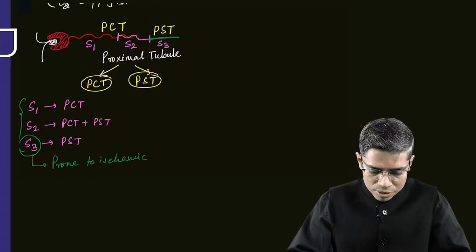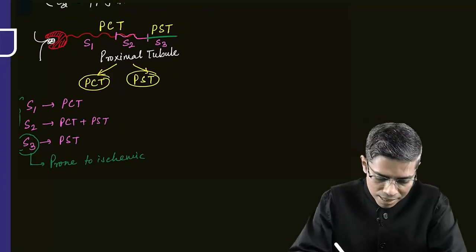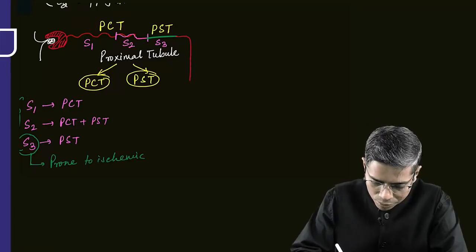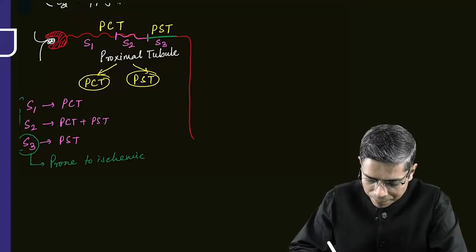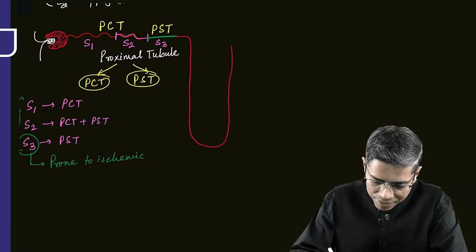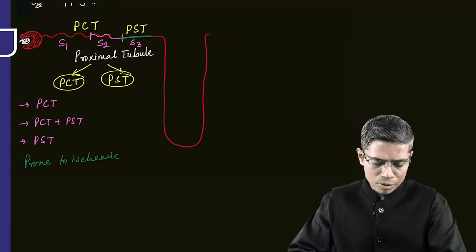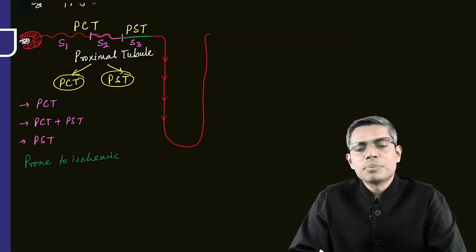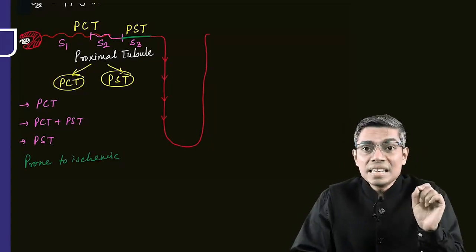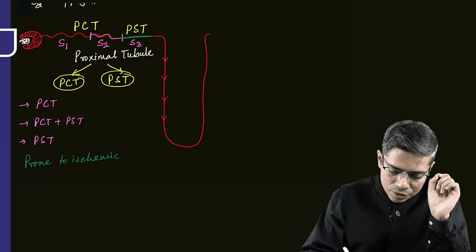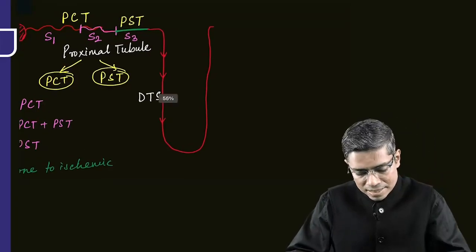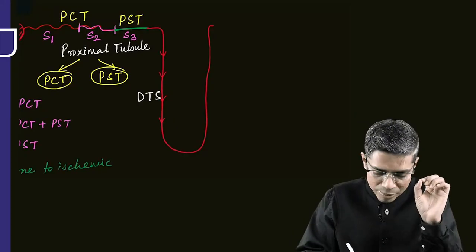Now after this proximal tubule, all of you know that there will be the loop of Henle. So the next portion is the loop of Henle. So I am drawing here the loop of Henle. Now this loop of Henle, obviously all of you know that there is a descending portion, right? This descending portion is always thin in nature. That's why this is known as the DTS, that is, descending thin segment of loop of Henle. So this is a thin portion.